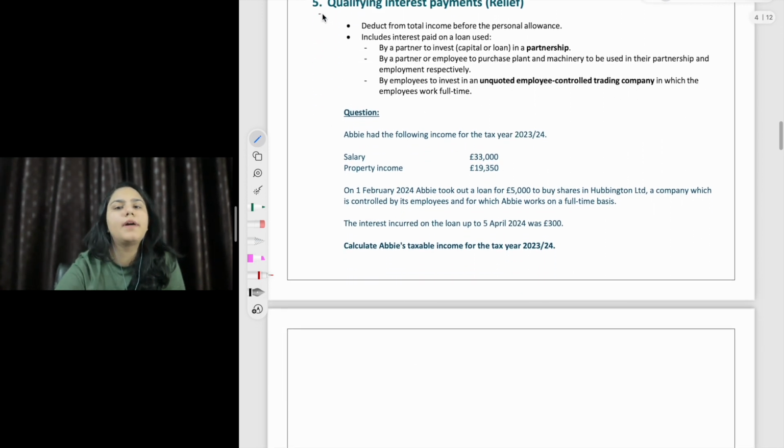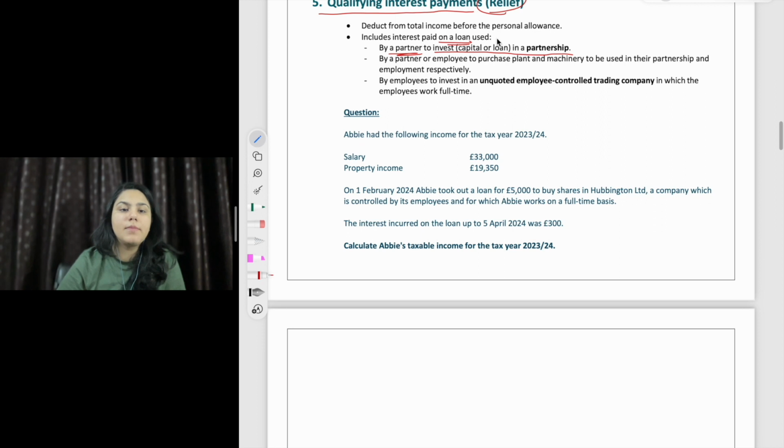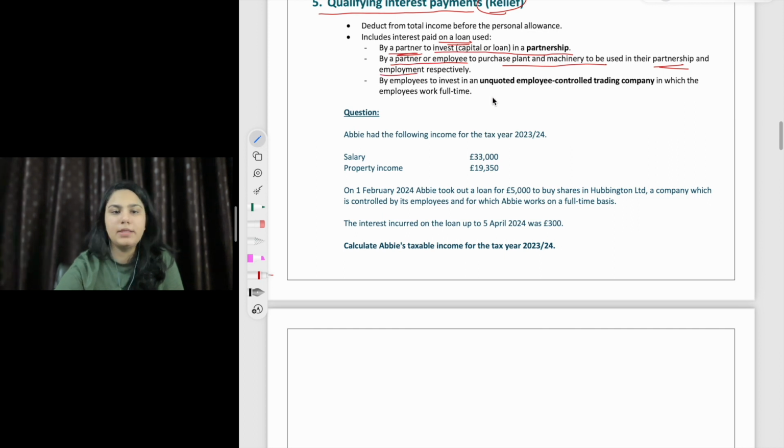Then we have qualifying interest payments. It is a relief that we subtract from our total income to get the net income. Qualifying interest is the interest payments that we make on a loan taken for qualifying purposes. That includes a loan used by a partner to invest in the partnership, like a loan taken by a partner to contribute capital towards a partnership or to become a partner in a partnership business. Next is a loan taken by a partner or employee to purchase plant and machinery to be used in their partnership or employment respectively.